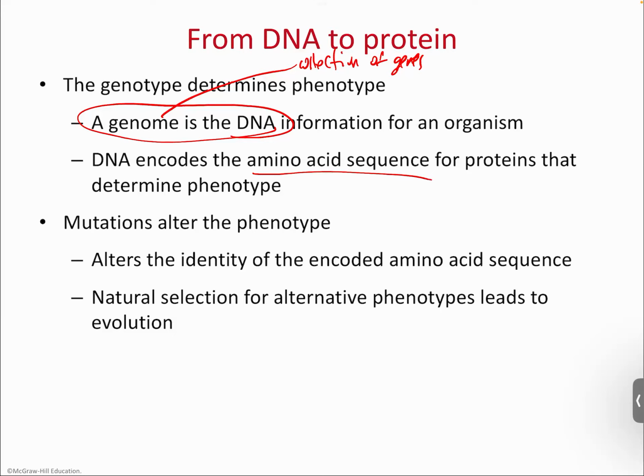Now, what happens if you mess up this sequence? Well, that's basically where you get a mutation. So you'll alter the identity of the DNA, which could alter the identity of your amino acid sequence, which could change the identity of the protein. Then, of course, ultimately, it's this mutation or this alteration of DNA that can then be acted upon by natural selection that can then lead to evolution.